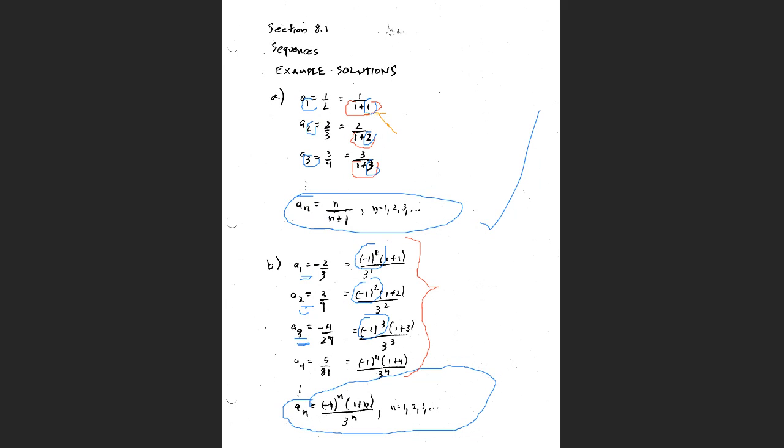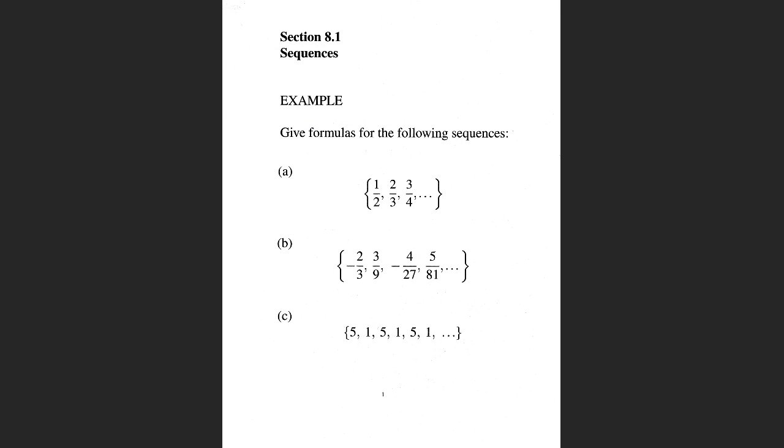Okay, well, we have another sequence here to look at. The third one, sequence C. Now, this sequence here looks like it goes 5, 1, 5, 1, 5, 1, 5, 1, 5, 1 on to infinity. It just keeps doing that. So that's certainly an interesting series, and we want to see if we can get a formula for that.